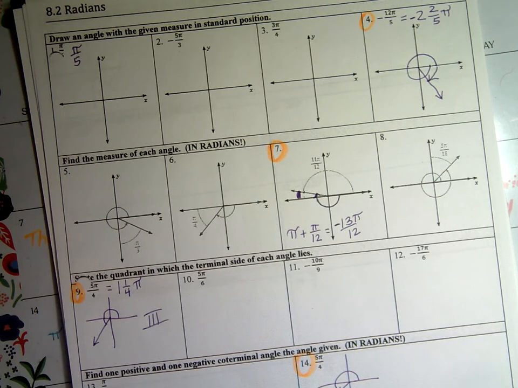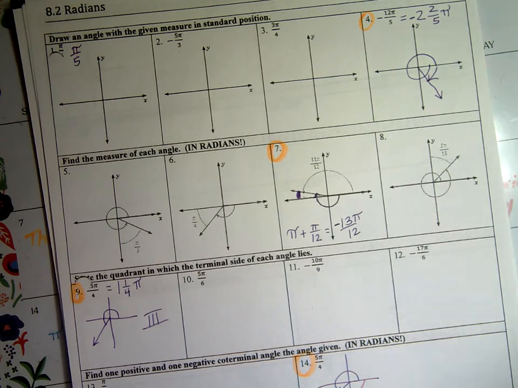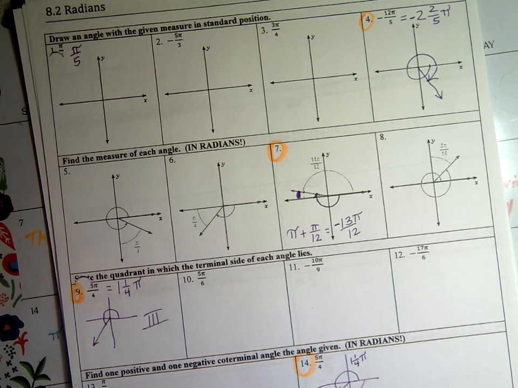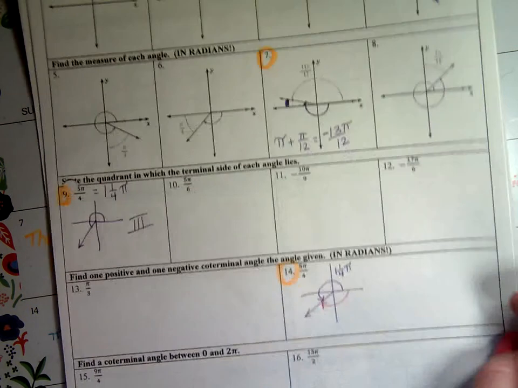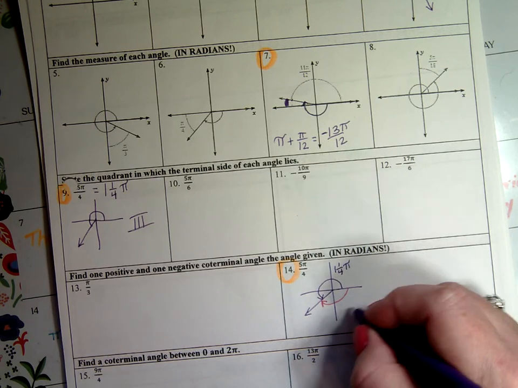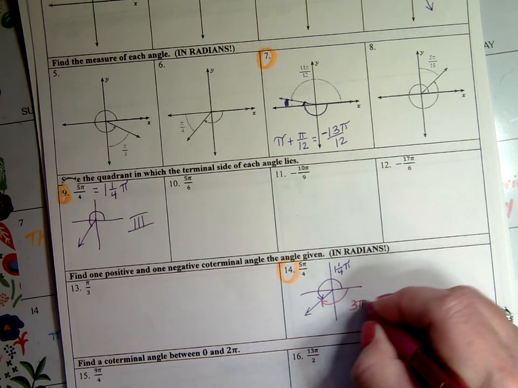I need coterminal angles to this. And so one of my angles would have to go this way. Now think about that. If this is 1 1/4 pi, 5 pi over 4, how much further would I have to go to close it up to get to 2 pi? If I've gone 1 1/4 to get to 2, I need to go 3/4 more. So this guy over here is 3 pi over 4, but in a negative direction.